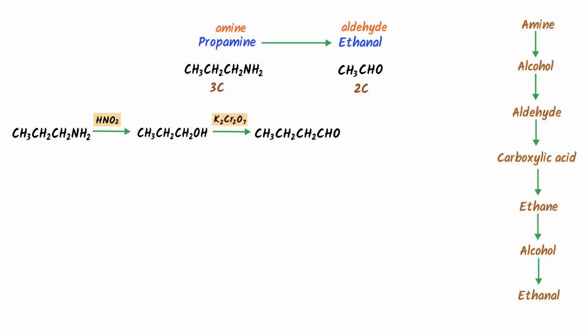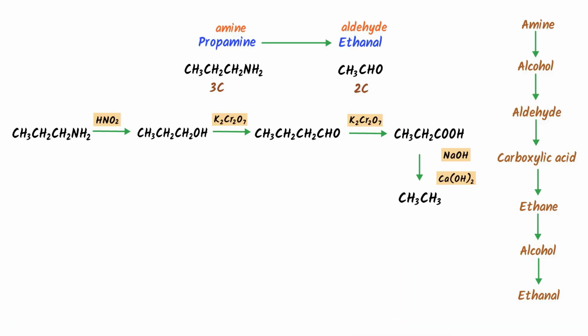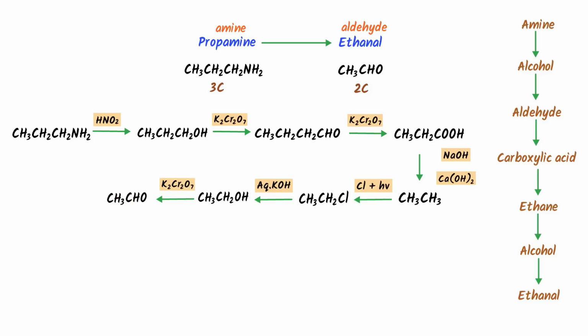I oxidize it. I get propanoic acid. Now I will break down propanoic acid to ethane. I add soda lime to it. I get ethane. I activate ethane. I get ethyl chloride. I add potassium hydroxide to it. I get ethanol. Lastly, I oxidize ethanol. I get ethanal. Therefore, using these steps, we will easily convert propamine to ethanal. Thus, note down all these important conversions of organic chemistry.